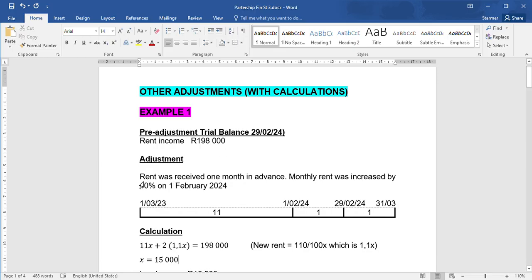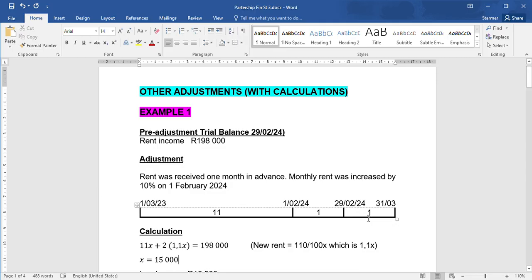And the adjustment tells you that rent was received 1 month in advance and monthly rent was increased on the 1st of February. If you draw a timeline here, that will mean we have 11 months here. We had one more month, and because we received 1 month in advance, that means we've received in total for 11 plus 1 plus 1, which is 13 months.